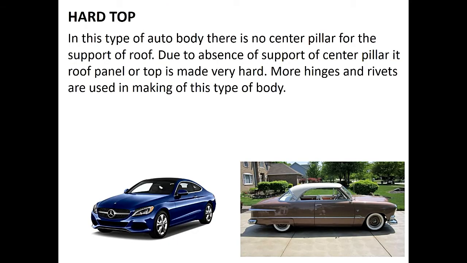The hard top vehicles. In this type of autobody, there is no center pillar for the support of the roof. Due to the absence of a center pillar, its roof panel or top is made very hard. More hinges and rivets are used in making this type of autobody. The hard top vehicles are generally large and more robust as compared to the hatchback vehicles, and they have a large luggage compartment as well.